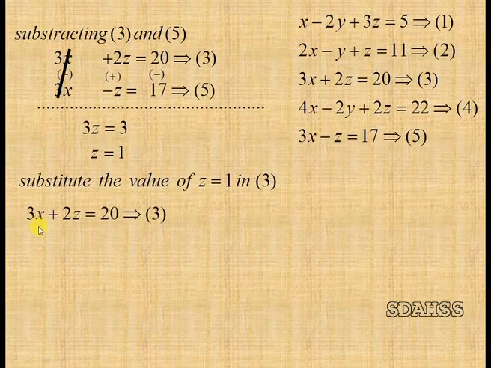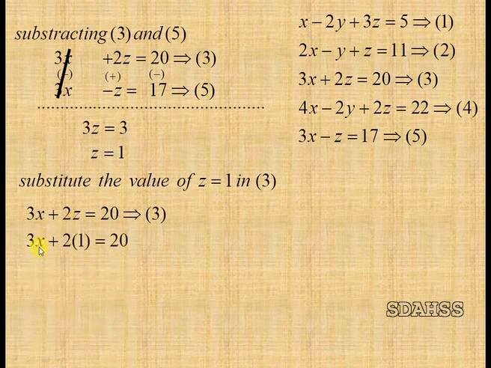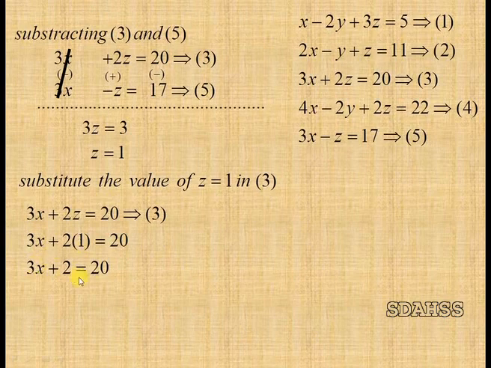The third equation is 3x plus 2z is equal to 20. Substitute z equal to 1. In the place of z, substitute 1. So this becomes 3x plus 2 into 1 is equal to 20. So 3x plus 2 is equal to 20. So 3x is equal to 20 minus 2. Bring this to the other side, it becomes negative.